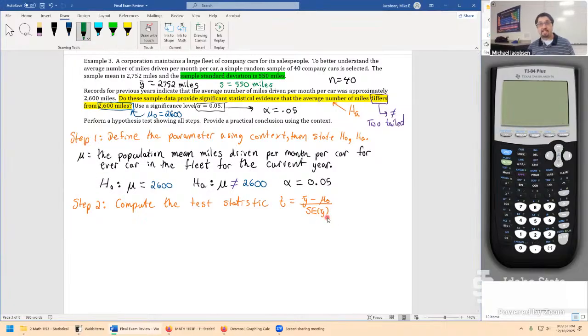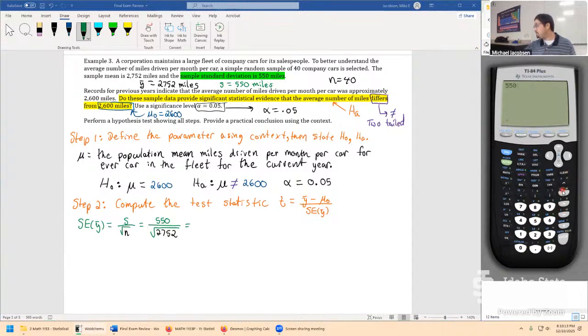And like before, let's break this down into chunks. Denominator is the only thing we don't have calculated, so let's go S of y bar. Formula, just like the confidence interval we just did, is exactly the same. That's kind of nice. It's S over square root n. So S is the 550 miles divided by square root of 2752. And that gives us the denominator of the test statistic, the so-called standard error.